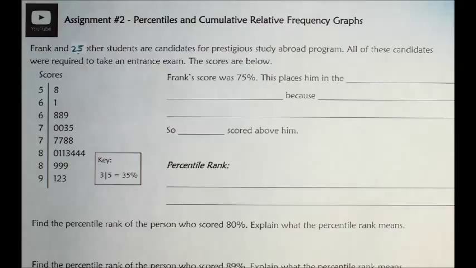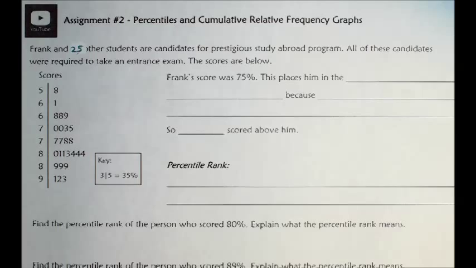Frank and 25 other students are candidates for a prestigious undergrad program. All these candidates were required to take an entrance exam. The scores are below. Frank's score was 75%. So looking at our stem plot, we can see that he is right here.